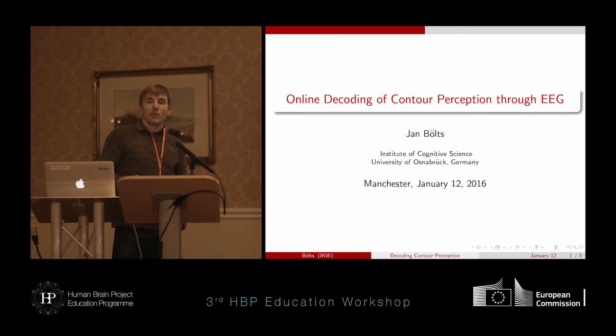And this is already possible, or can be well done, in early visual processing and motor activity as well, like movements and imagined movements. But this is still difficult for higher order states like contour perception or object recognition in general. So the goal of this project was now to design a classifier that is able to decode contour perception in real time.